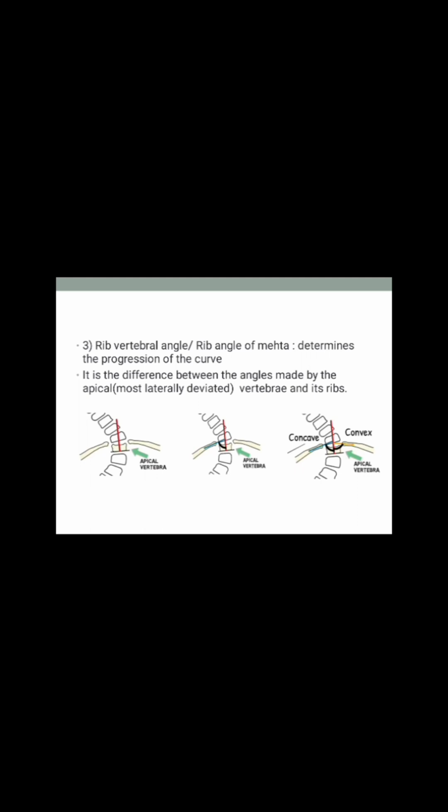Over here, you need to draw another line, which is the blue line, passing through one rib, and the other line, which is the yellow line, which can be seen in the third picture, passing through the other side of the rib. So the difference between the concave and the convex angle will give you the rib vertebral angle. That is, the convex angle minus the concave angle will give you the rib vertebral angle or the rib angle of Mehta. This is how to calculate the rib vertebral angle.